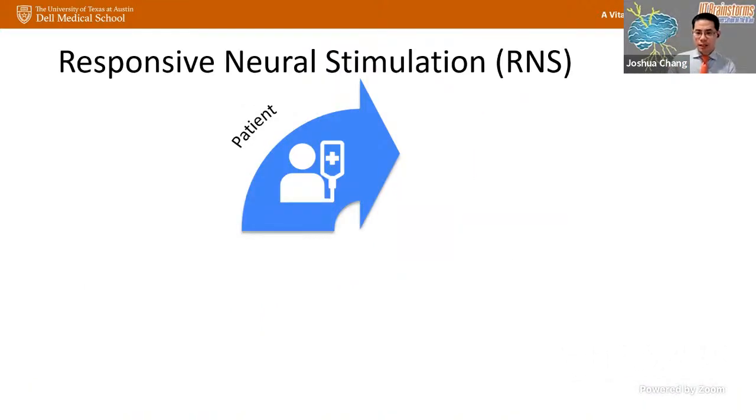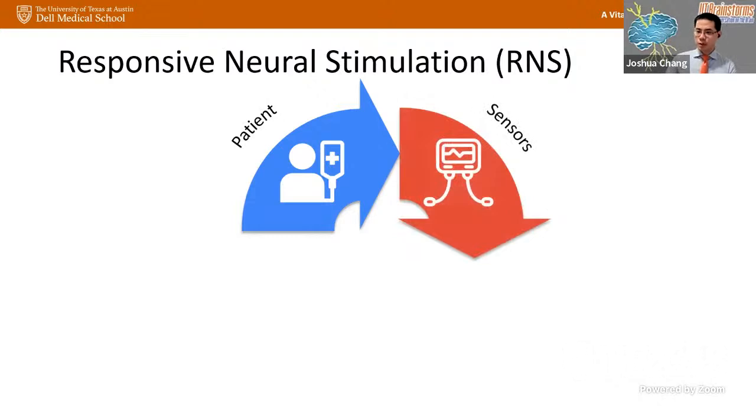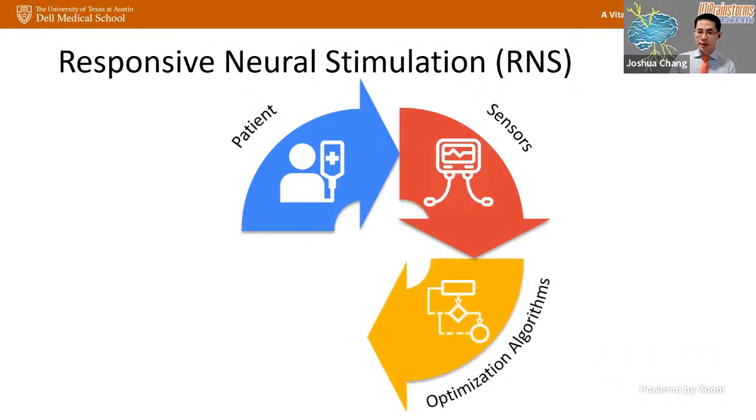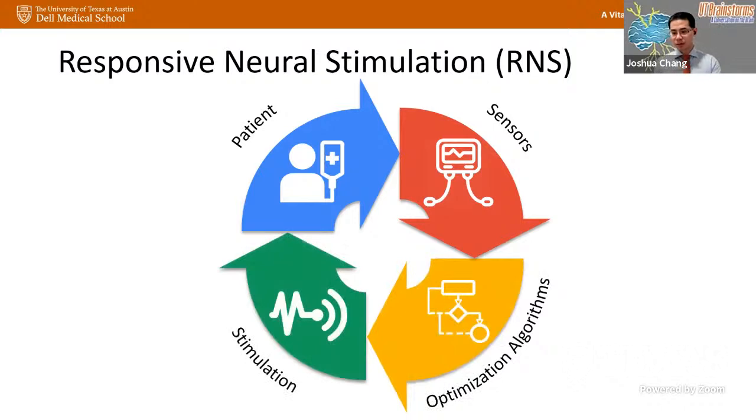And all of this is done in a feedback system. So we have a patient where we're measuring data, we're capturing information about them through EEG signals or through other sensors. That's being passed through an optimization algorithm that's determining what is the appropriate stimulus to give to the patient. And it's this feedback cycle that is being explored now to try to see, can we not be giving patients stimulation all the time, but only when they need it.